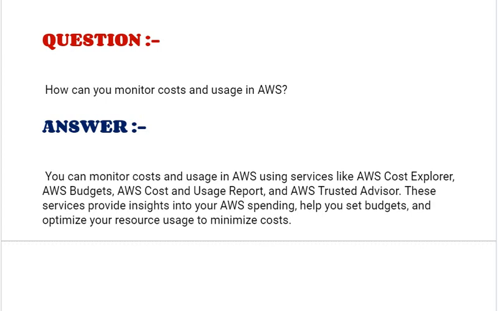Our next interview question is: how can you monitor costs and usage in AWS? Your answer should be: you can monitor costs and usage in AWS using services like AWS Cost Explorer, AWS Budgets, AWS Cost and Usage Report, and AWS Trusted Advisor. These services provide insights into your AWS spending, help you set budgets, and optimize your resource usage to minimize costs.